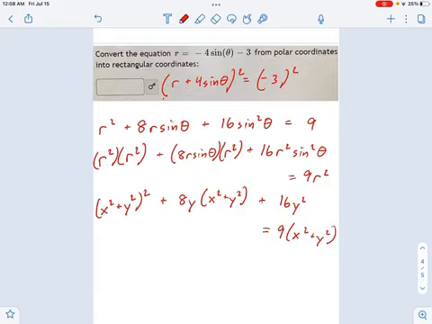Ugly? Yeah, it's terrible. But those strategies of multiply both sides by r, square both sides, were still our main workhorses here. We just needed a little bit of a rearrangement of this thing at the beginning. So don't be afraid to fiddle.